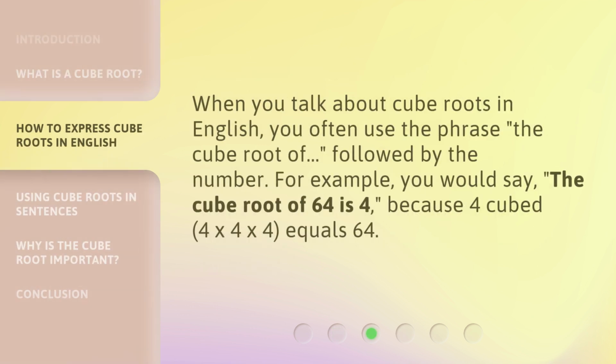When you talk about cube roots in English, you often use the phrase, the cube root of, followed by the number. For example, you would say, the cube root of 64 is 4. Because 4 cubed, 4 by 4 by 4, equals 64.